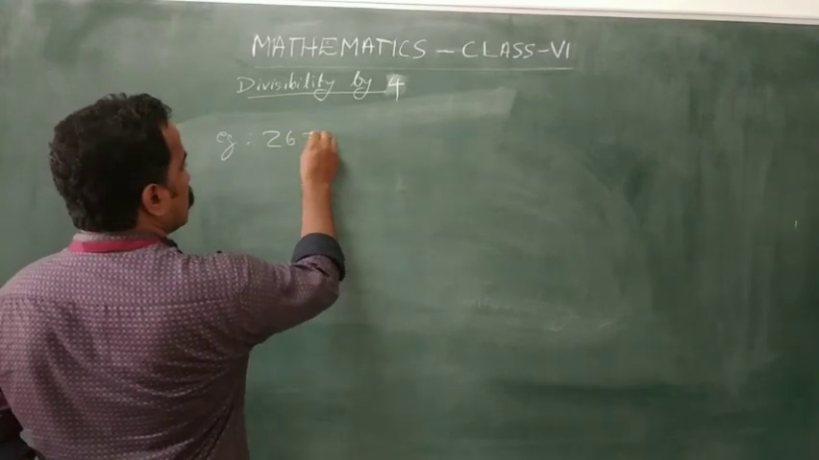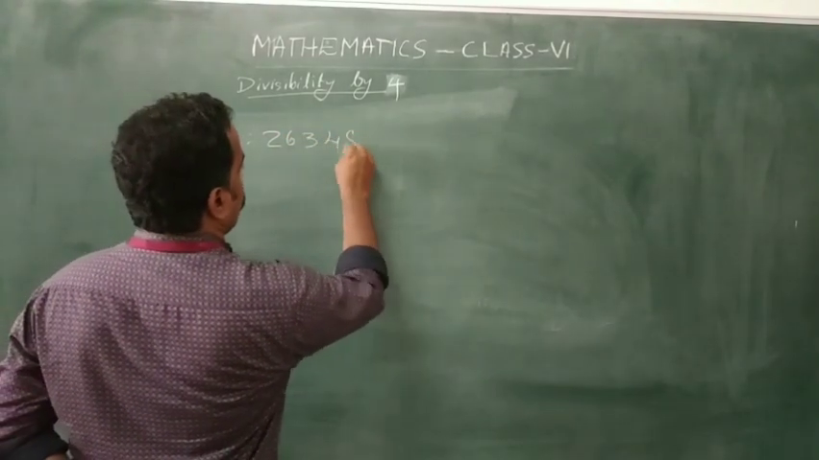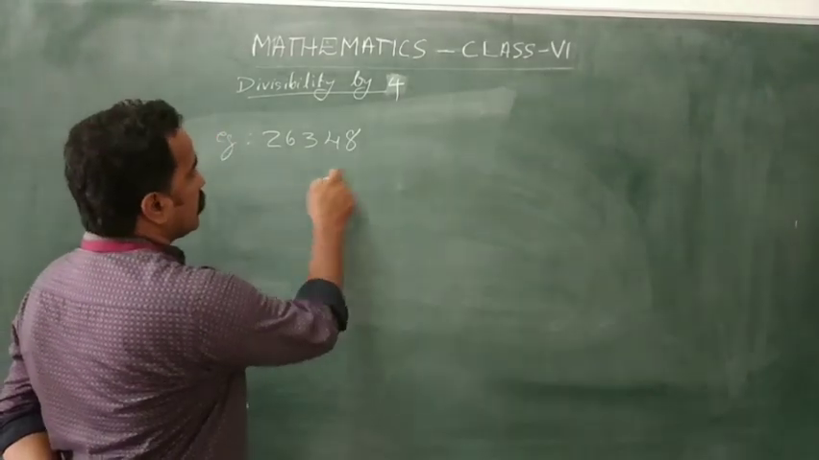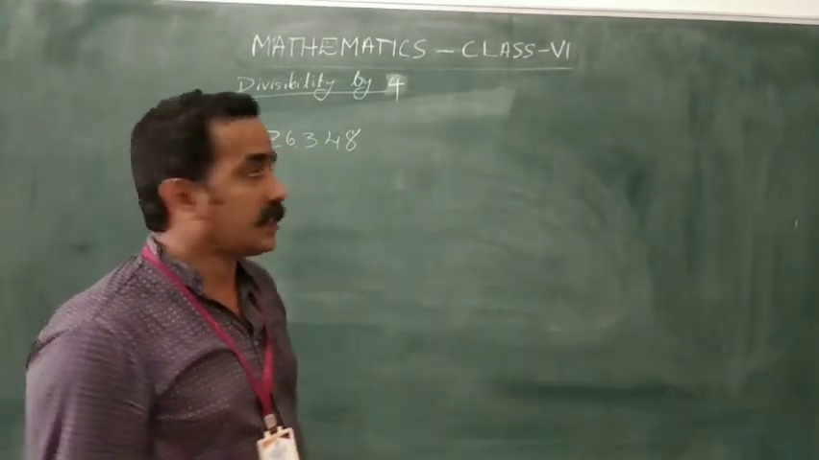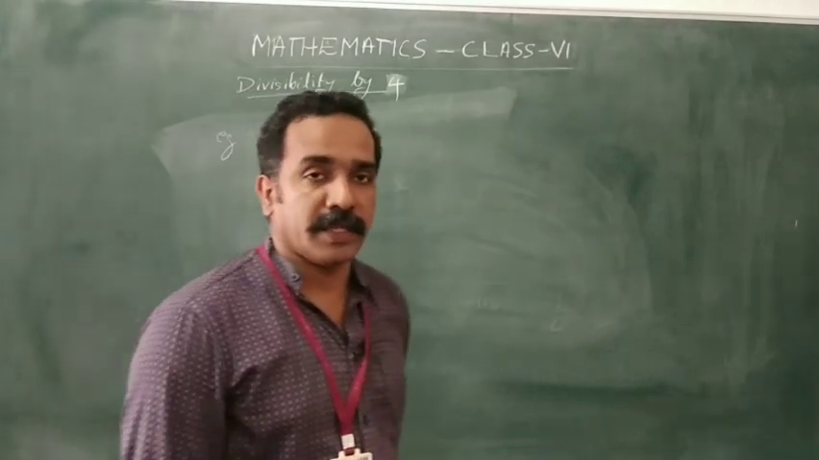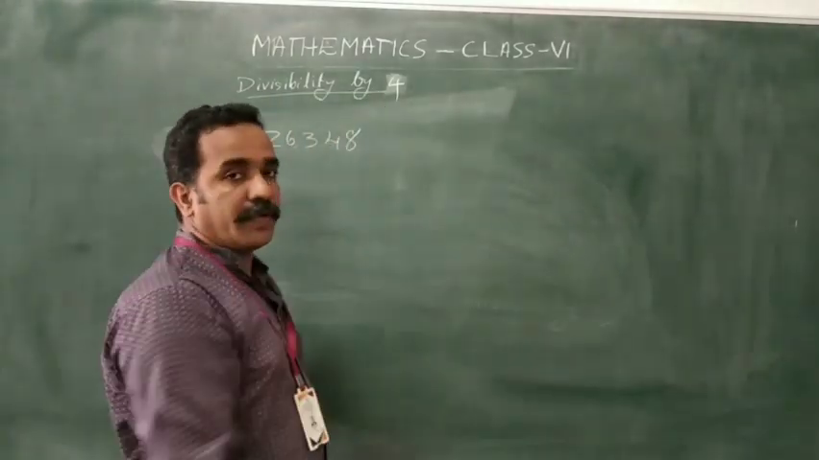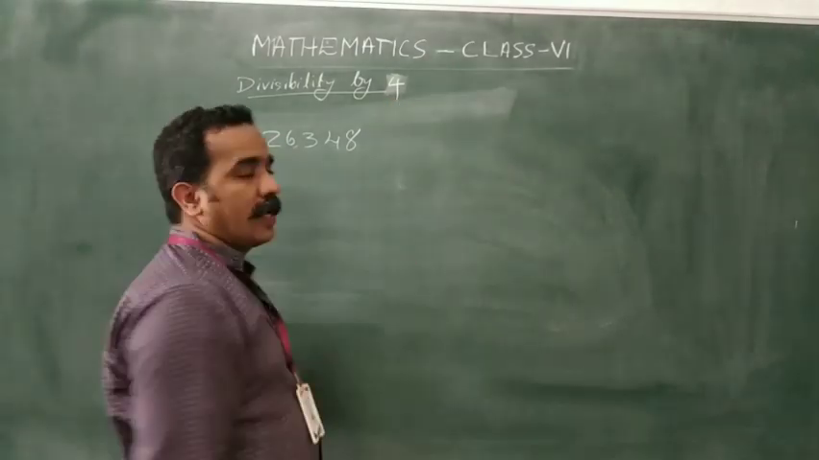26,348. If you want to check whether this big number, 26,348, is divisible by 4, how can we check? Is it possible to divide this number by 4 exactly?